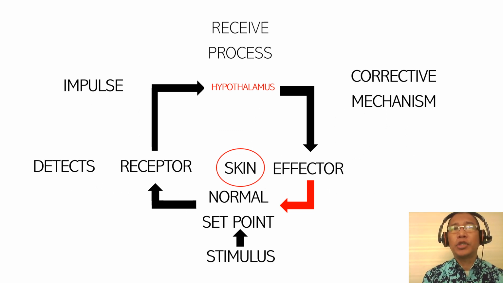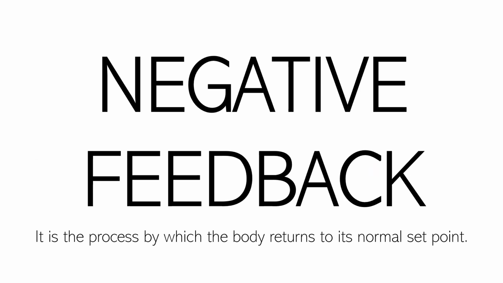Once the correction is achieved and the body is in a state of balance or equilibrium, a feedback will then be sent to the receptor of the skin. Thus, the corrective mechanism will stop. Negative feedback. It is the process by which the body returns to its normal set point. This is the feedback that is used in thermoregulation. This is the reverse effect to the impulse sent by the receptor of the skin to the hypothalamus to return the body temperature to its normal set point.